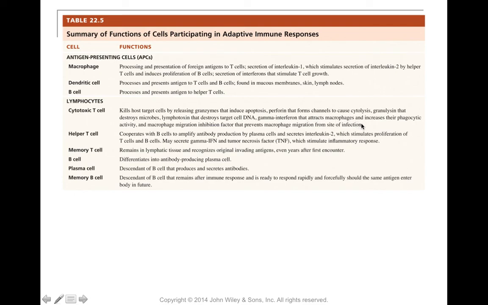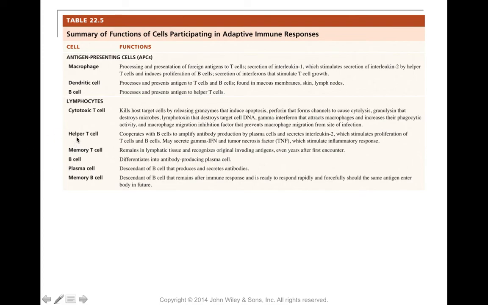Macrophages, remember, are phagocytes. They're also going to upregulate their phagocytotic capability with this gamma interferon. And macrophage migration is going to be inhibited by MMIF, which means that the macrophages are going to stay in place at the site of infection until they have consumed everything on the buffet, right?